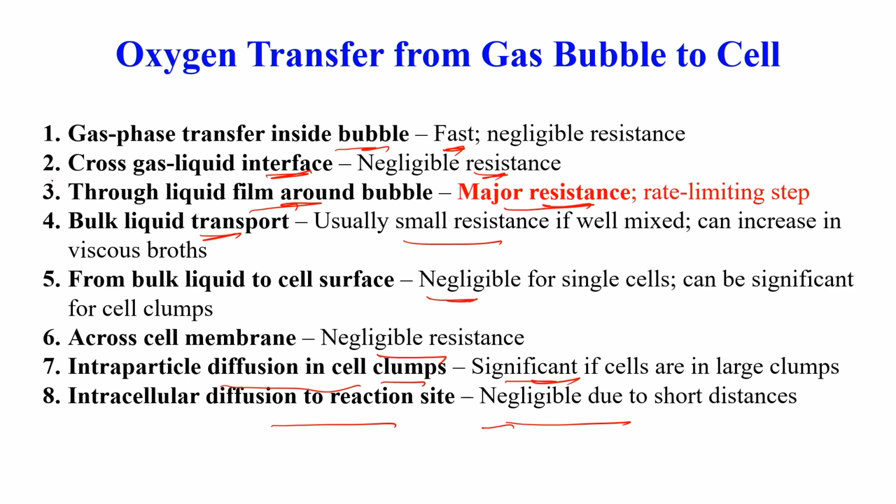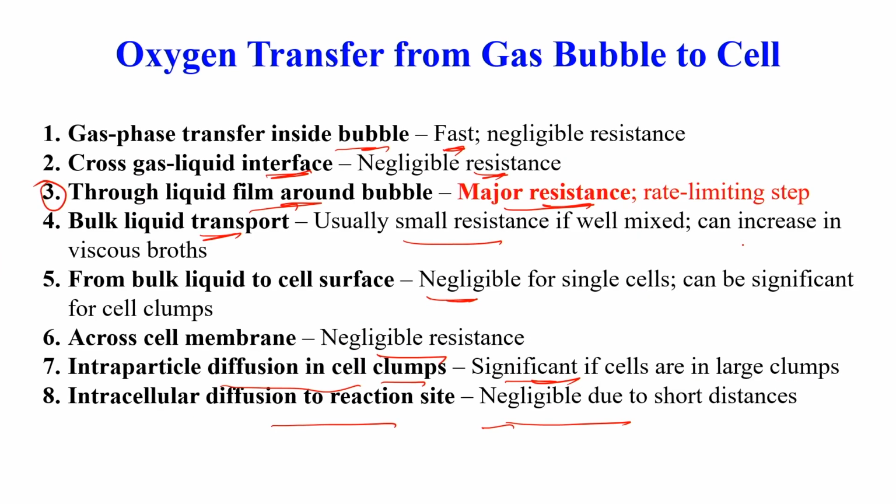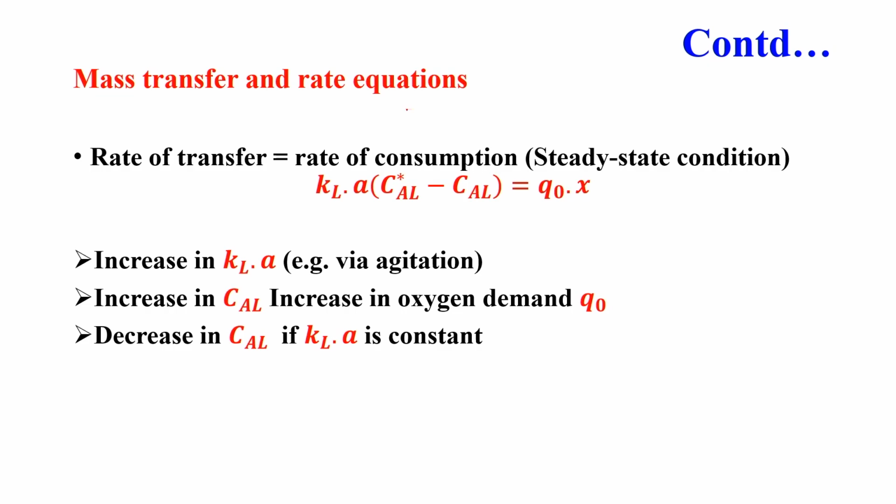So, majorly we focus on step 3, that is diffusion through the relatively stagnant liquid film surrounding the bubble, or you can say the gas liquid interface. We know the equation for the gas liquid interface, as we have discussed in the mass transfer theory, particularly convective mass transfer and film theory. It says the rate of transfer equals KLA times (CAL star minus CL), and that should equal the rate of oxygen utilization, Q naught into X.